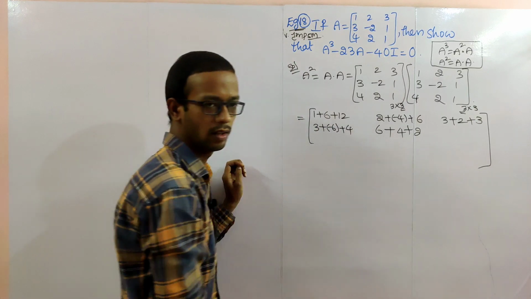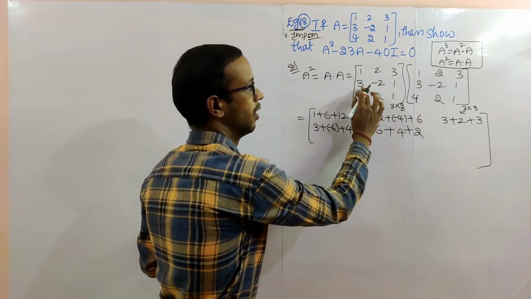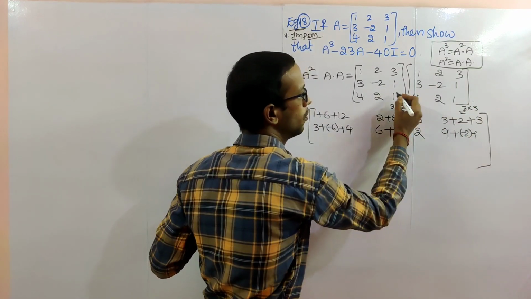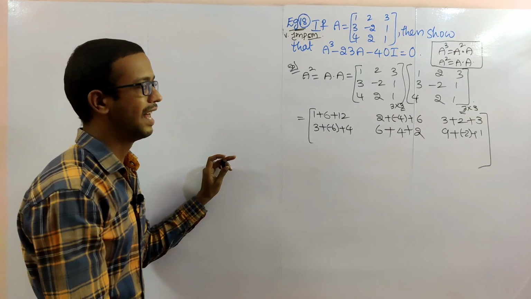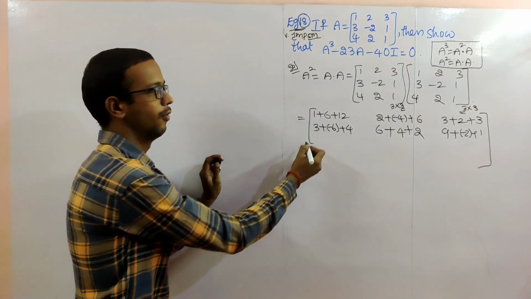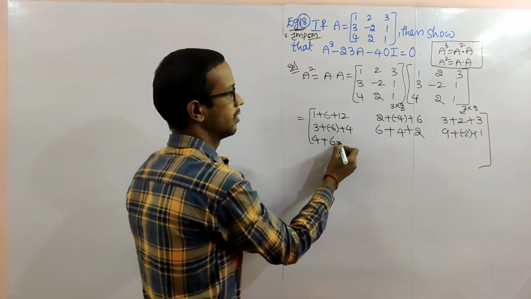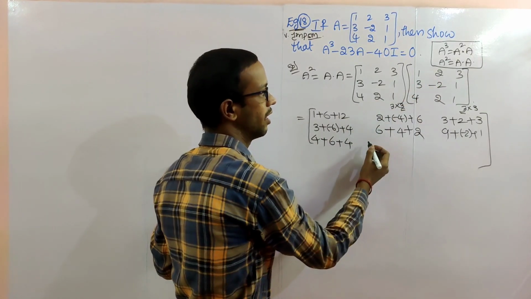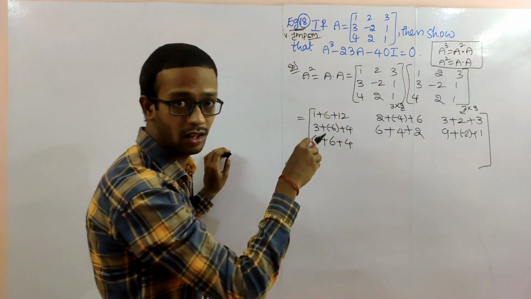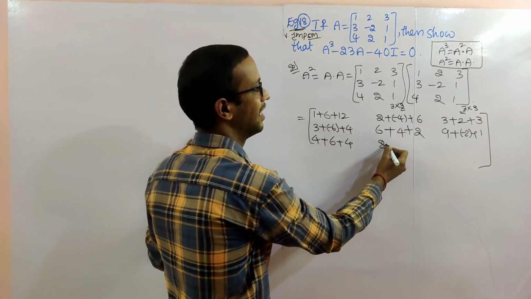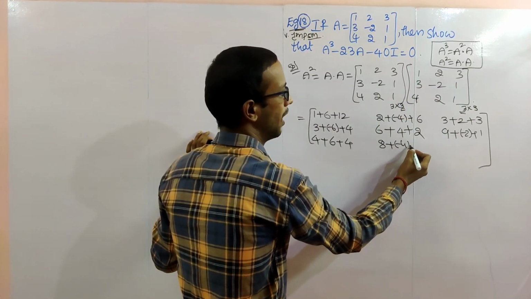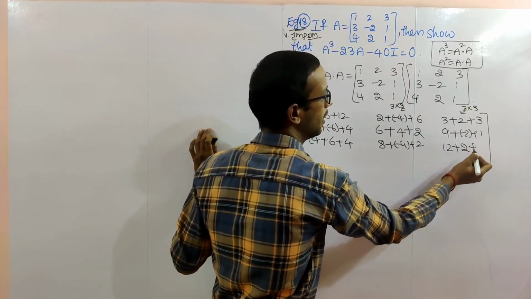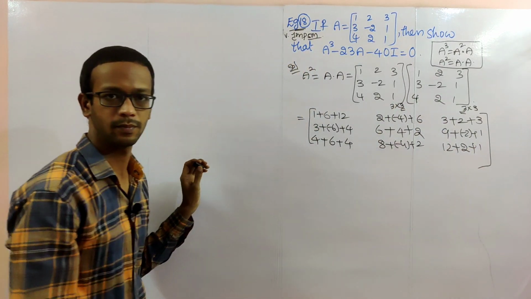Next, 1 into 2 is 2. Next, 3 threes are 9 plus minus 2 into 1 is minus 2 plus 1 into 1, 1. Next, third row first column: 4 ones are 4 plus 2 threes are 6 plus 1 into 4 is 4. Next, similarly, third row second column: 4 twos are 8 plus minus 4 plus 2. Next, 4 threes are 12 plus 2 ones are 2 plus 1 one is 1.